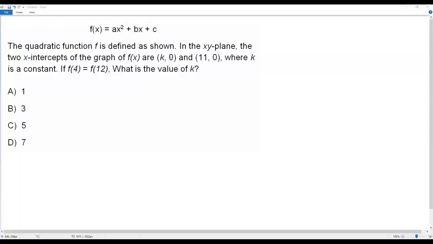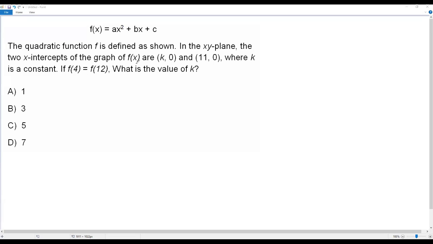Here we have a SAT math question. Okay, let's go with the information. Here we have a quadratic function that is f of x equals ax squared plus bx plus c. The quadratic function f is defined as shown in the xy plane. The two x-intercepts of the graph of f of x are (k, 0) and (11, 0), where k is a constant. If f of 4 equals f of 12, what is the value of k?